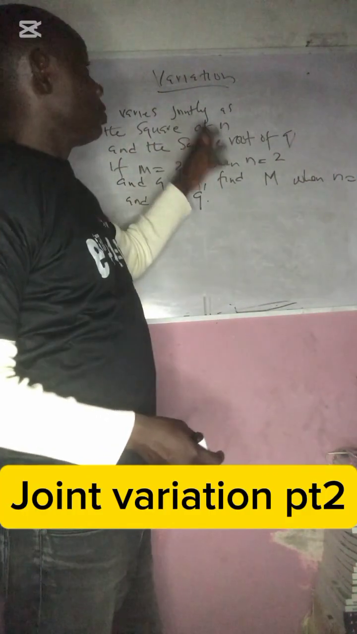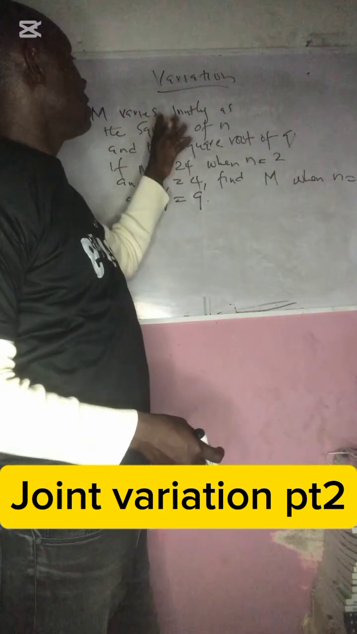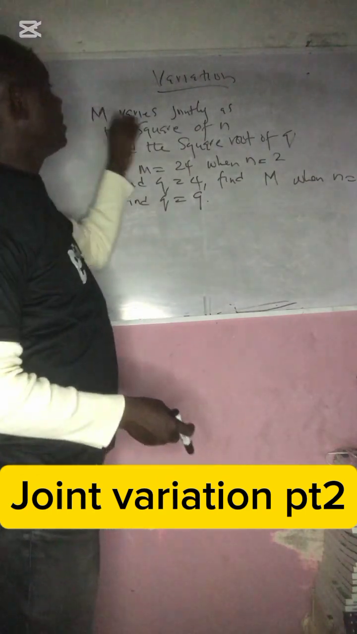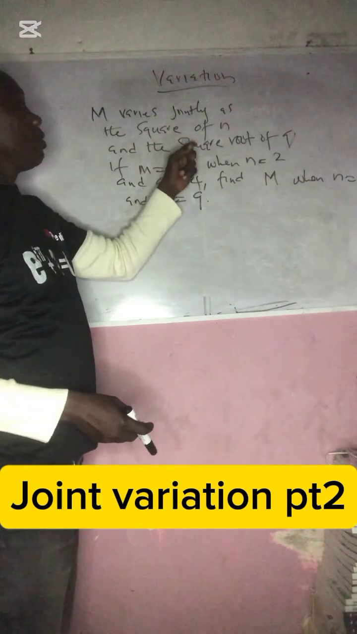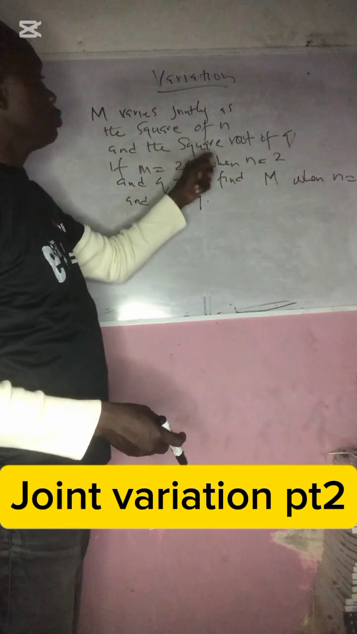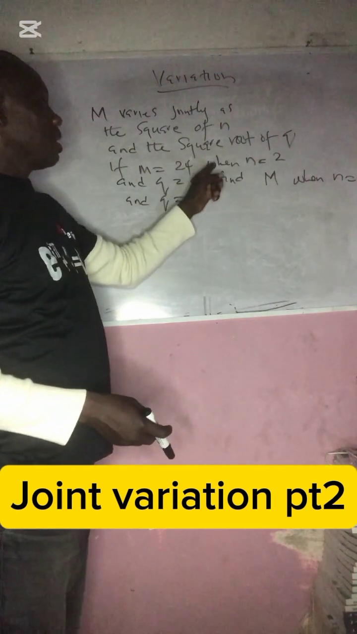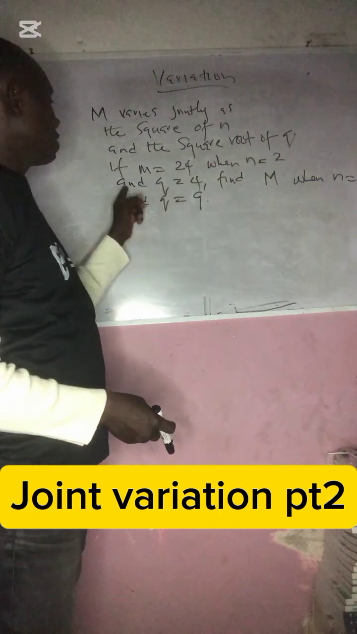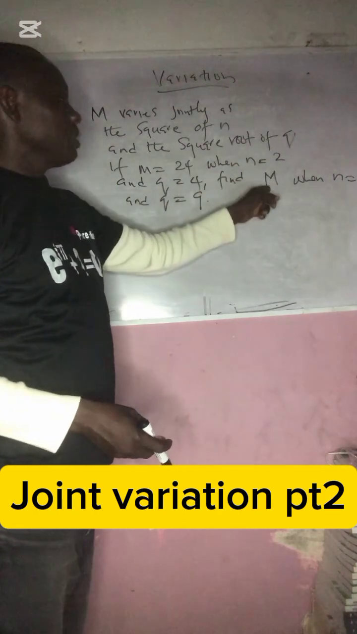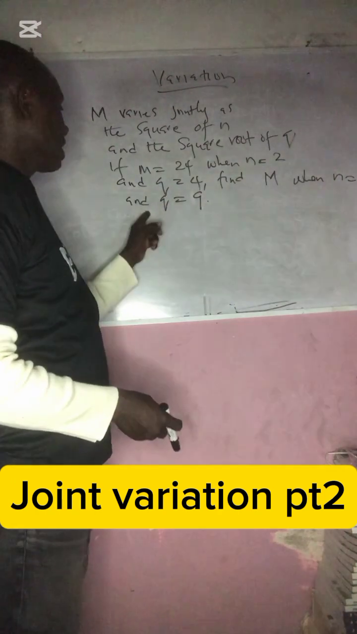I have a problem on the board, it's a variation problem, and this one is a joint variation. Say m varies jointly as the square of n and the square root of q. If m is 24 when n is 2 and q is 4, find m when n is 5 and q is equal to 9.